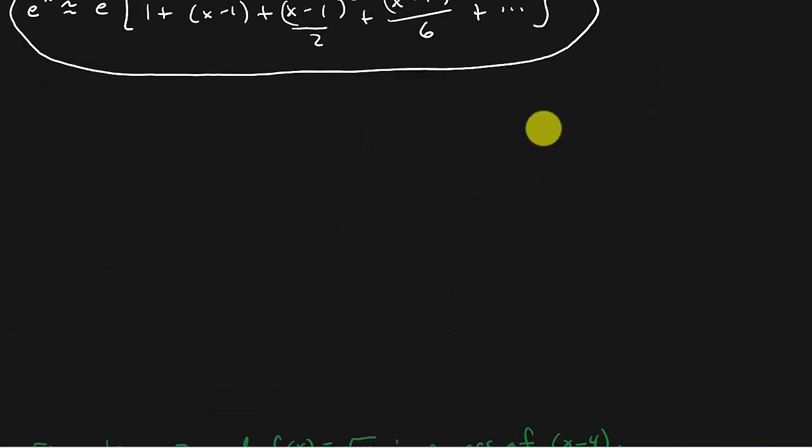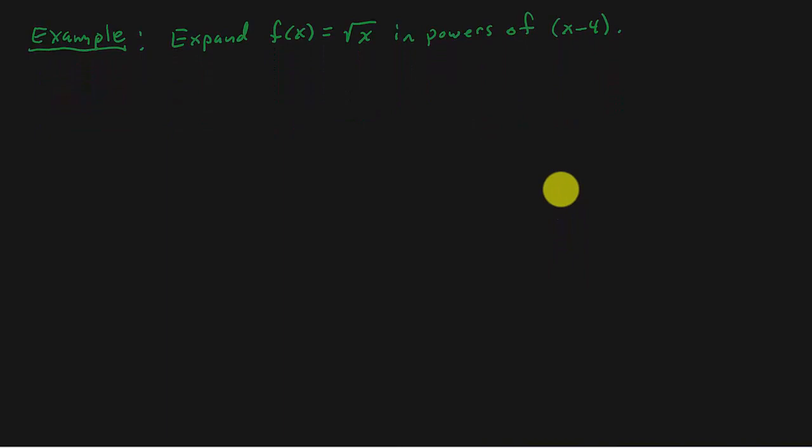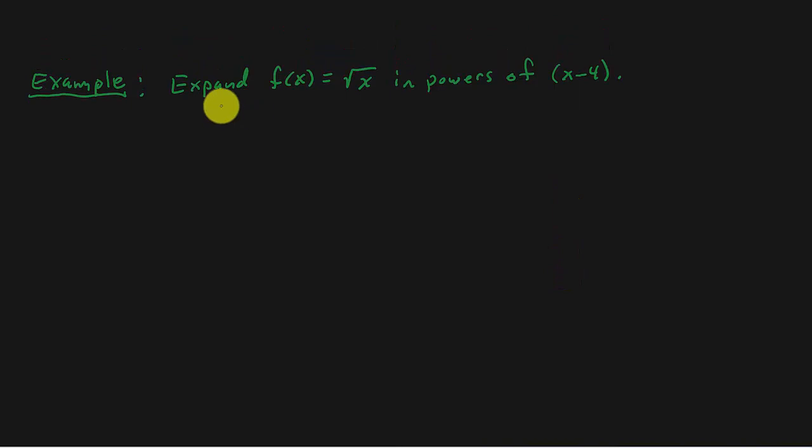All right, so let's go to the next problem. So we want to expand f of x equal the square root of x in powers of x minus 4. So basically what this means is expand f of x equal to the square root of x where a is equal to 4. That's all it's saying. Okay? So we have f of x is equal to the square root of x. So it doesn't tell us how many terms.